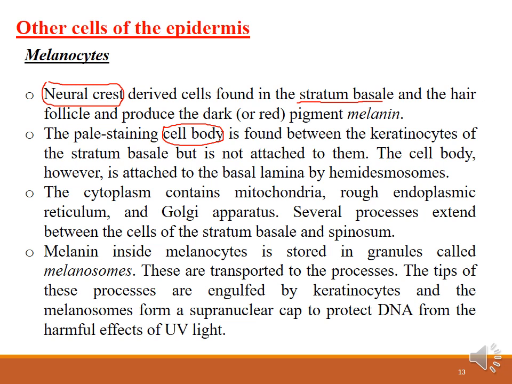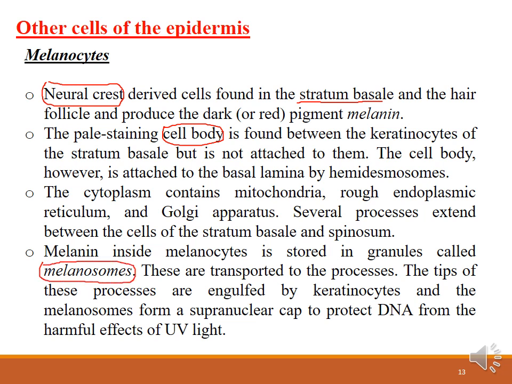However, melanocytes are attached by hemidesmosomes to the basal lamina. Now, the cytoplasm contains mitochondria, rough endoplasmic reticulum, and Golgi apparatus. In general, these are all features of protein-producing cells because melanocytes produce protein. Now, several processes from the cell body extend between the cells of the stratum basale and spinosum. Now, this is important. Melanin inside the melanocyte is stored inside granules. The pigment melanin is produced in the cell body, and it is stored inside granules called melanosomes.